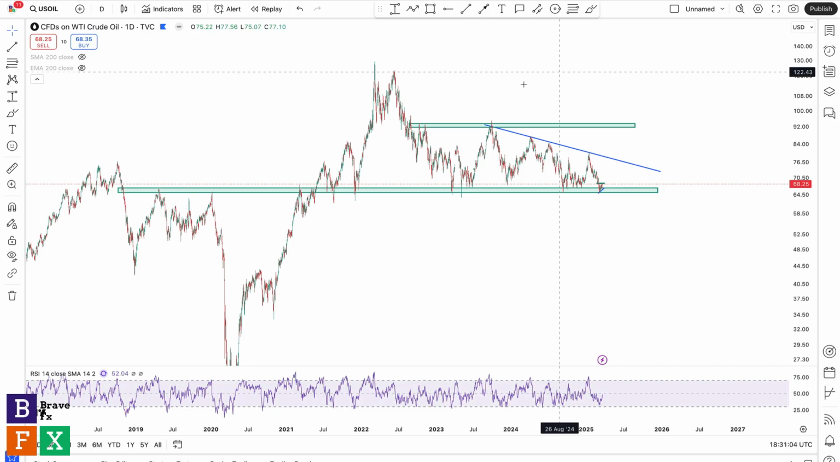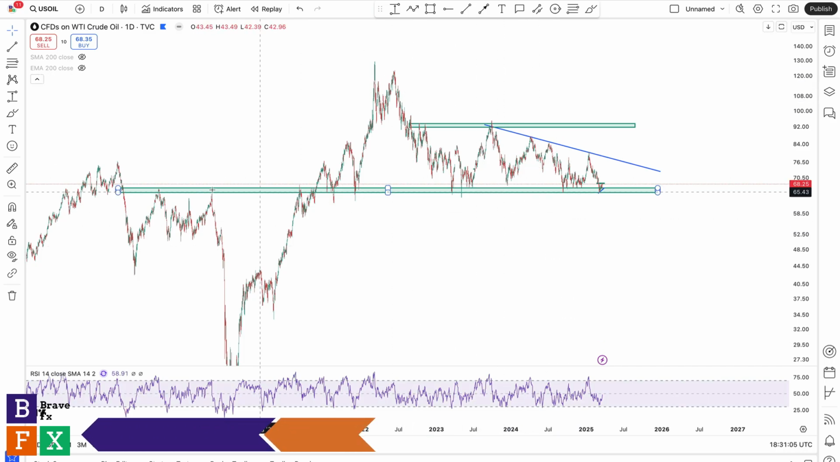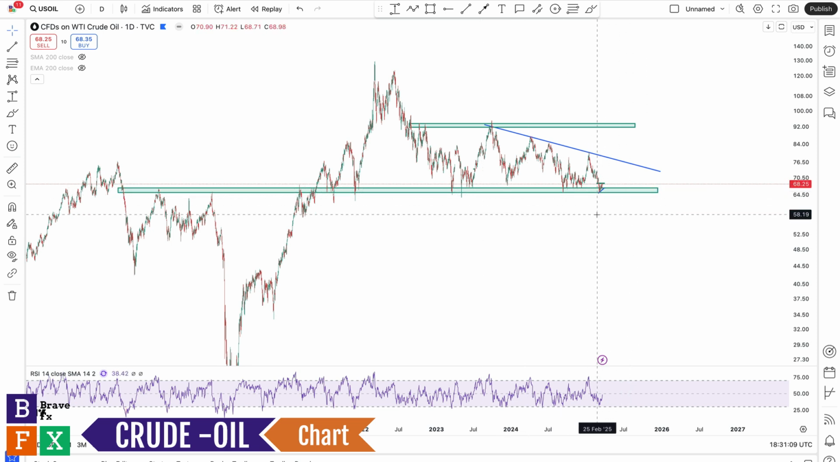Moving on, lastly, we'll be talking about crude oil. So crude oil, real quick, we're still trading around this area of value. We seem to be seeing some sort of bullish momentum to the upside. So I'm going to be focusing on what's happening here to give you an insight on how I'll be trading crude oil this week.